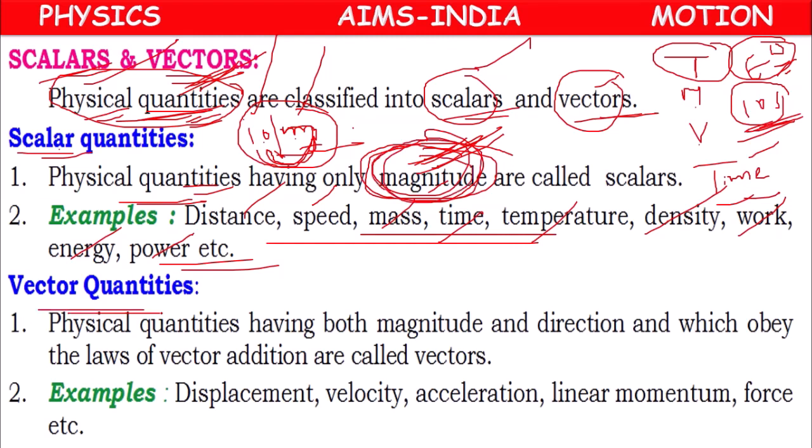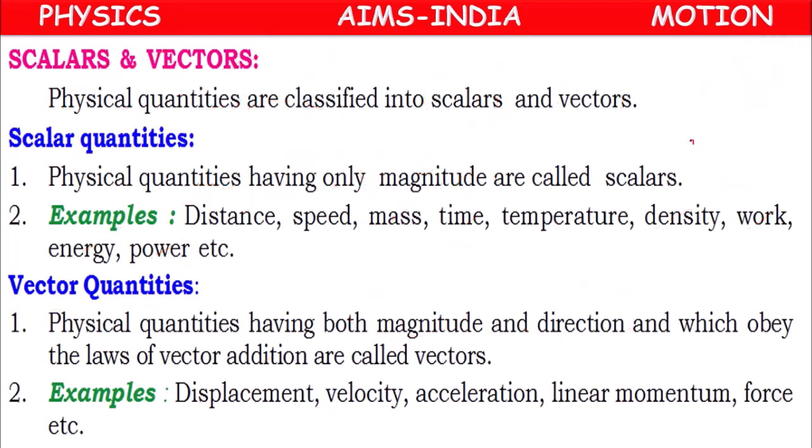So, vector means they will be described with the help of both magnitude and direction. Without direction, they are meaningless. So displacement means we have to tell the direction, because suppose we start from here, we went 3 meters towards east. Next, we went 4 meters towards north. What will be our displacement from starting point to ending point? This will be our displacement.